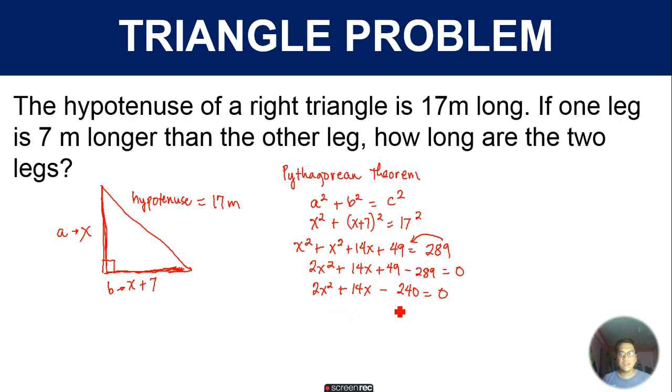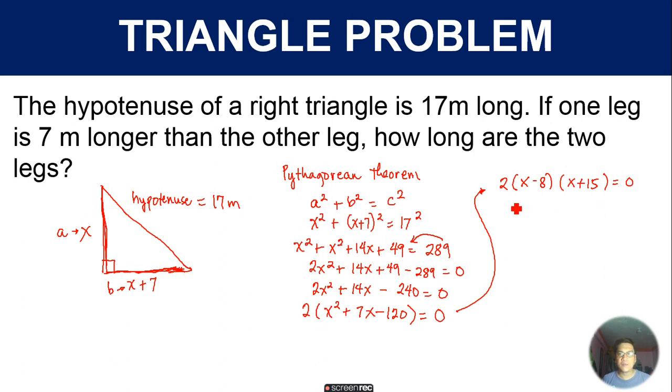Now look at this and ask yourself, is this factorable? Is there a common monomial factor in here? So we have 2 times x squared plus 7x minus 120 equals 0. Now, this is factorable. So, x squared plus 7x minus 120 is still factorable. So, we can just simplify. 2 times, the factors of this will be x minus 8 and then x plus 15, and that will be equal to 0.